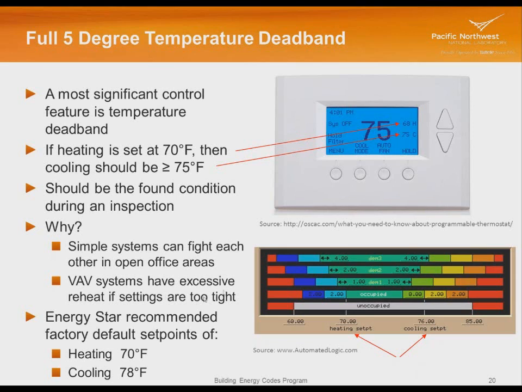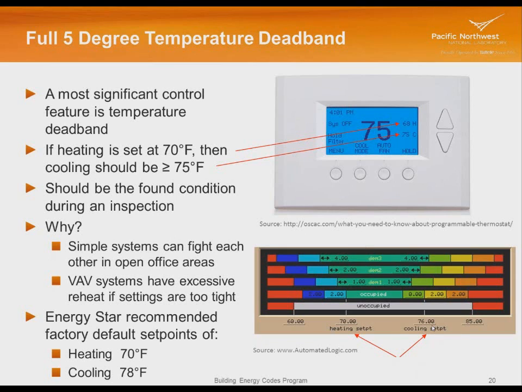VAV systems also may have excessive reheat settings if their settings are too tight, and we'll talk about that more in a minute when we get to VAV, or variable air volume systems. Energy Star recommends factory default set points of heating at 70 and cooling at 78. There used to be Energy Star thermostats, but I believe those are not necessarily currently in practice, but there is a proposed process. They're trying to develop that again.